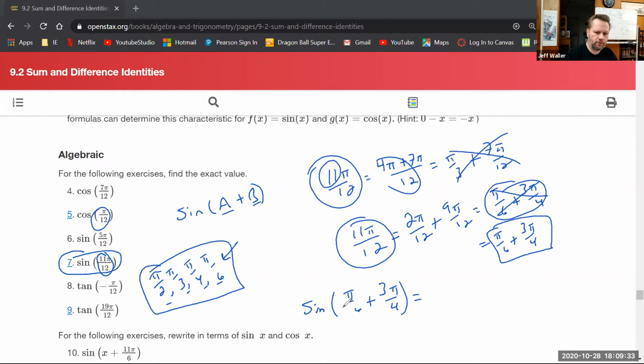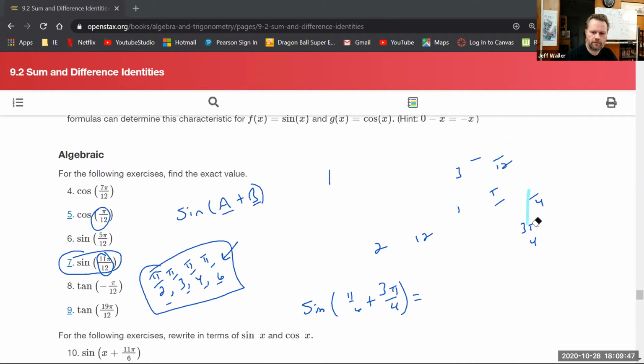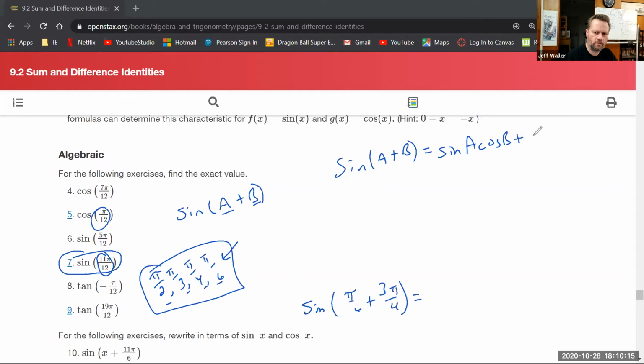And what was the equation for sine of a plus b? What does sine of a plus b do? Let me take some of this away. What is sine of a plus b? Let me just write the general formula: sine a cosine b plus sine b cosine a. So now you've got sine of pi over 6.